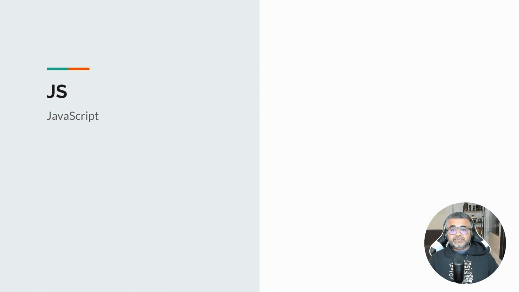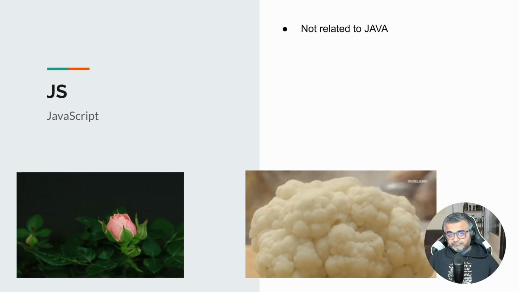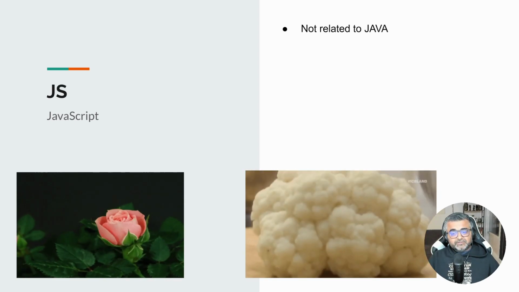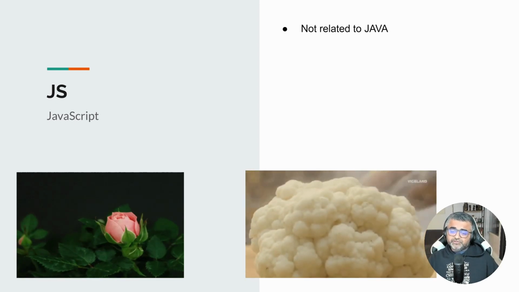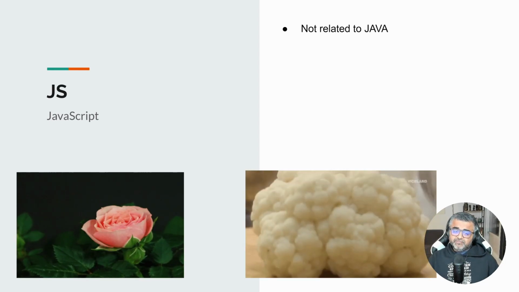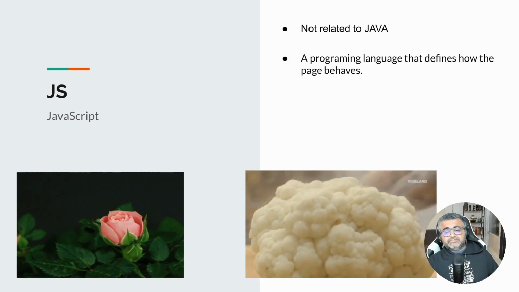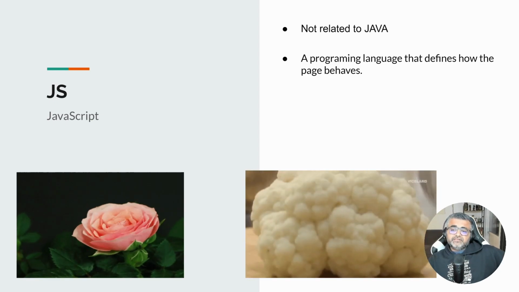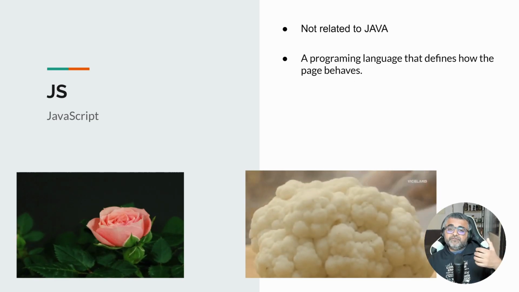And finally, JS, which stands for JavaScript. First of all, JavaScript is not related to Java. They are completely different and are only similar to each other as a flower is similar to a cauliflower. They sound similar, but they are way different from each other. Not that one is better than the other. They both have their own utilities. They both are amazing programming languages, but other than the name or a part of the name, they don't share anything else. Like I said, JavaScript is a programming language that defines how a page behaves. So we have the structure, we have the looks, and now we have the behavior.